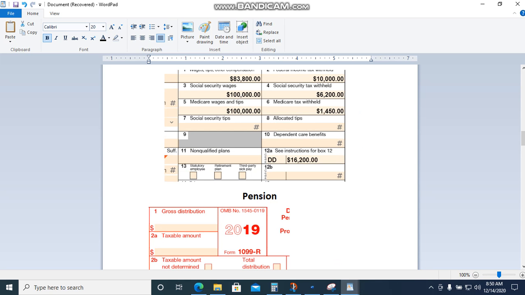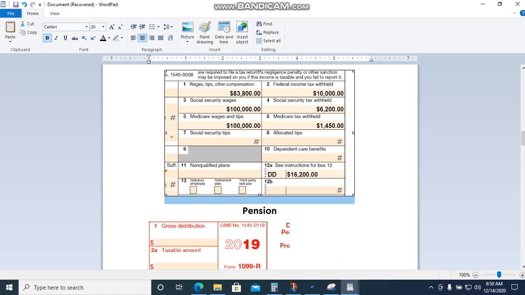So if you take that $16,200, subtract it from the $100,000, this is the amount of money you're going to be taxed on. So that means that it's pre-tax. You cannot deduct pre-tax deductions because you already got the benefit, because you're only being taxed on the $83,800 instead of $100,000. I hope that makes sense.